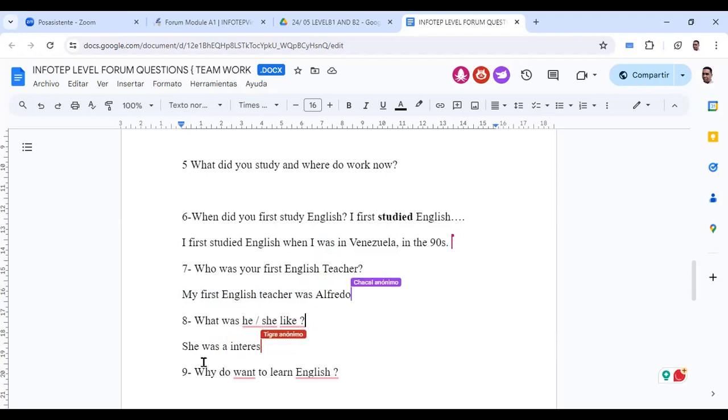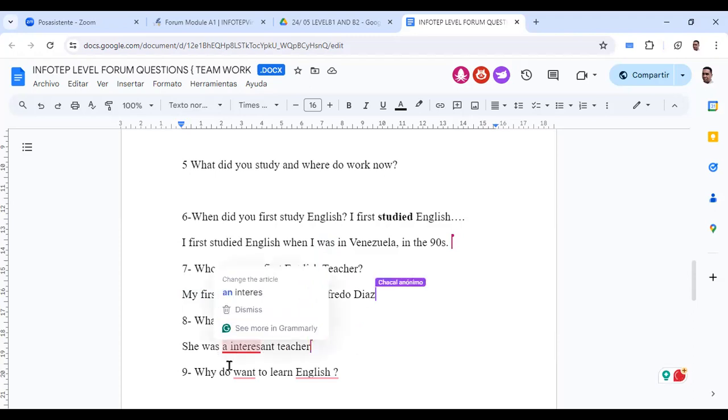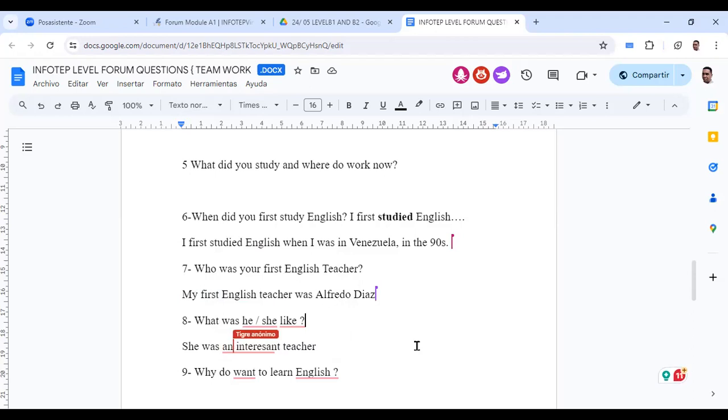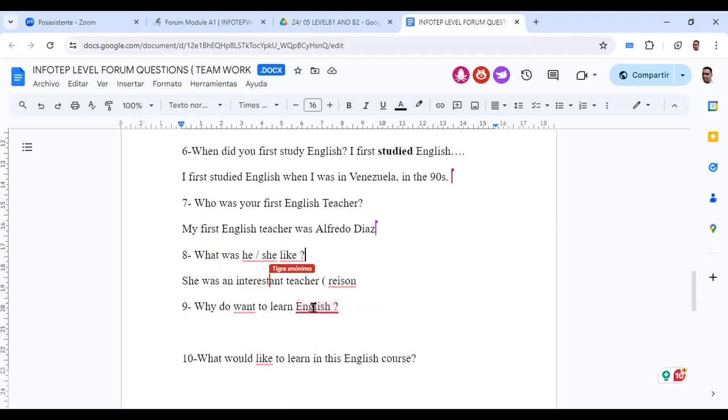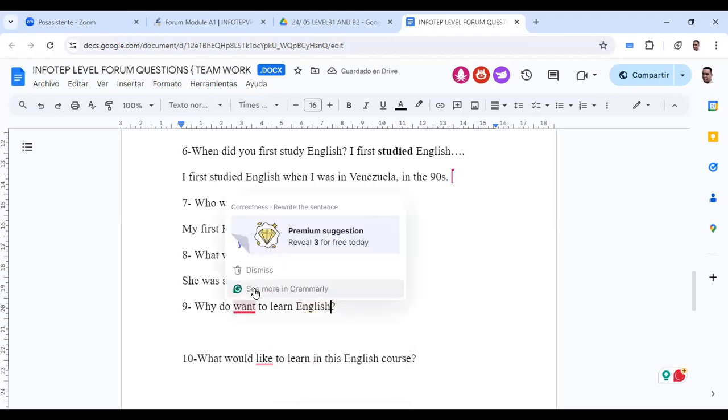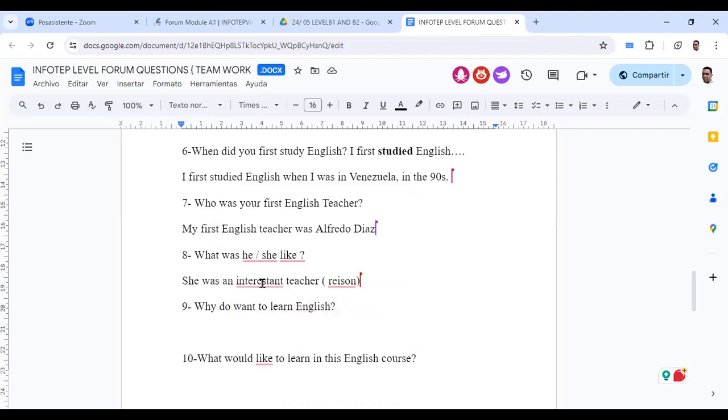Exactly. She was interesting, and she was an interesting teacher, or she was a nice teacher. Interesting. Look here. The page is correcting. Okay. Here. She was or he was?